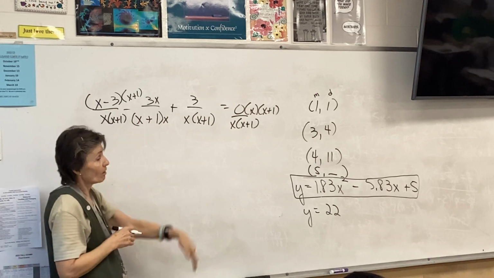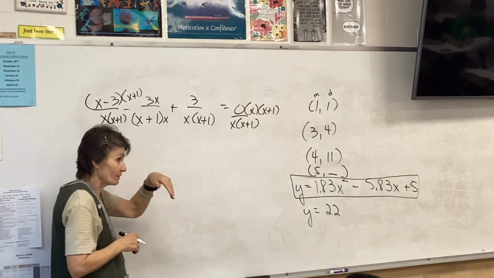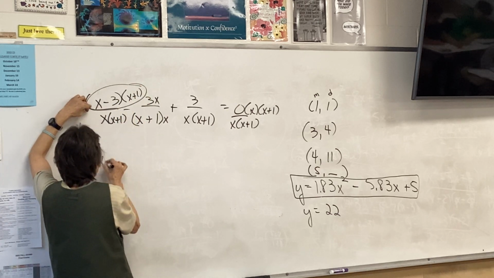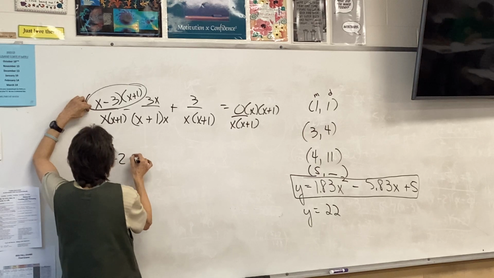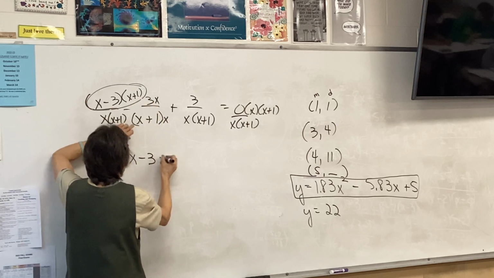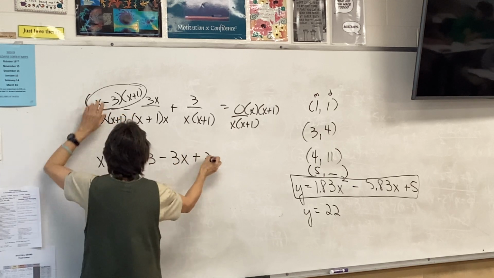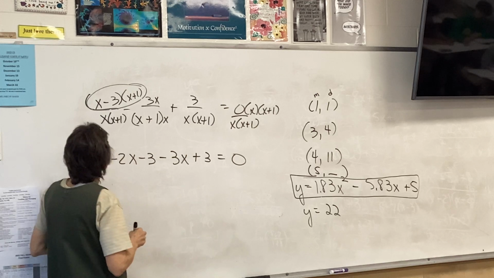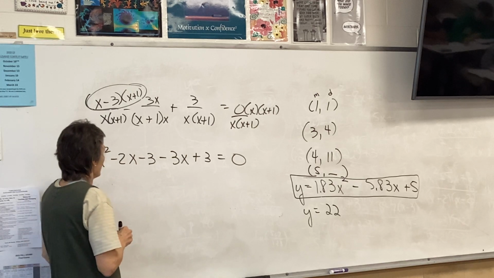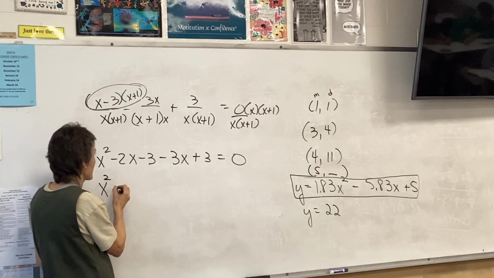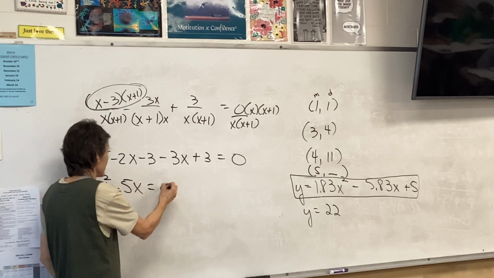Now, as soon as they all match, then you can get rid of them. So it looks like I have this, which is x squared minus 2x minus 3 minus 3x plus 3, that's a FOIL, I foiled it in my head, equals 0. I hope I foiled it right. Alright, so what have I got? x squared minus 5x equals 0.